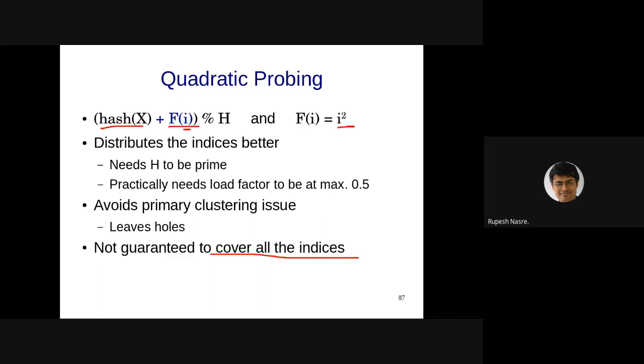Right? So what can happen, by the way, because quadratic probing cannot cover all the indices, is that, so assume that H is not prime. Let's say you set it to some value, let's say 1000.